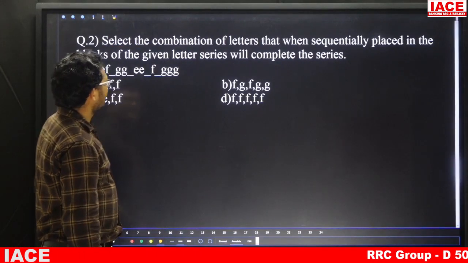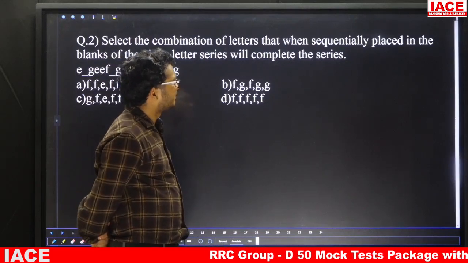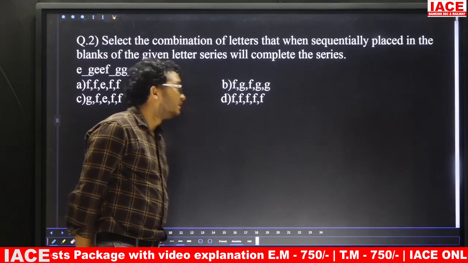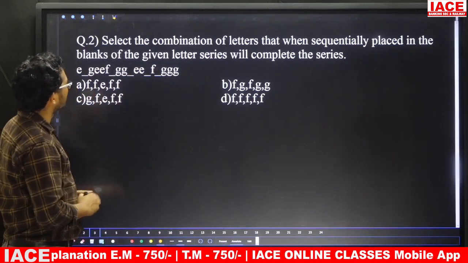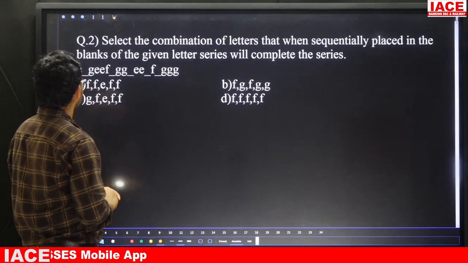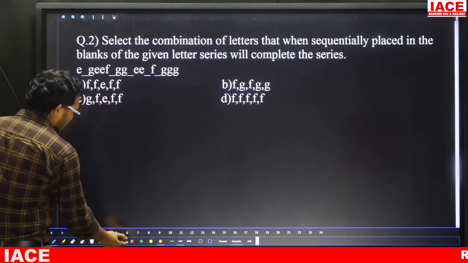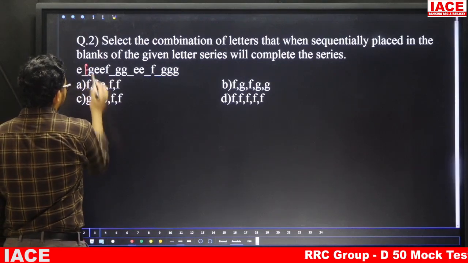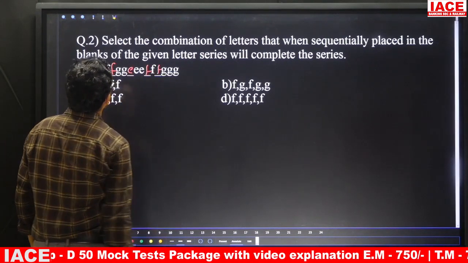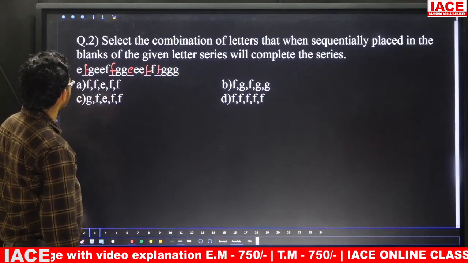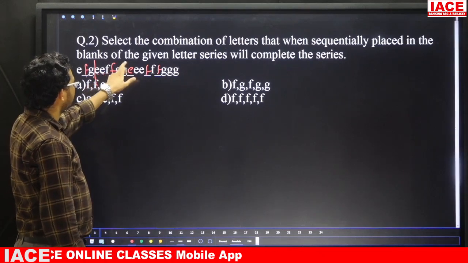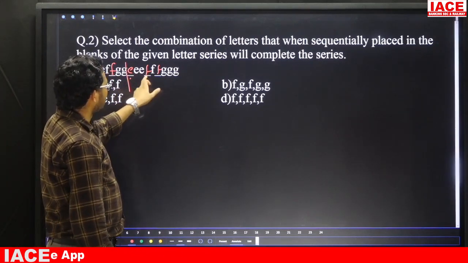Question number 2. Select the combination of letters that when sequentially placed in the blanks of the given letter series will complete the series. Friends, for this type of question, go through the options. Otherwise, analyze the sequence once. Suppose, friends, you take the options. Take the first option, F. Next, F, E, F, F. Check once. Friends, take here E, F, G. Next, double E, double F, double G. Triple E, triple F, triple G.